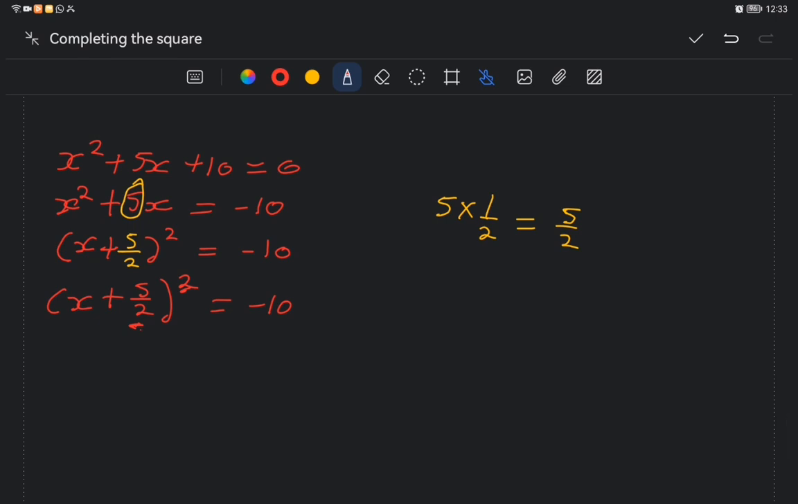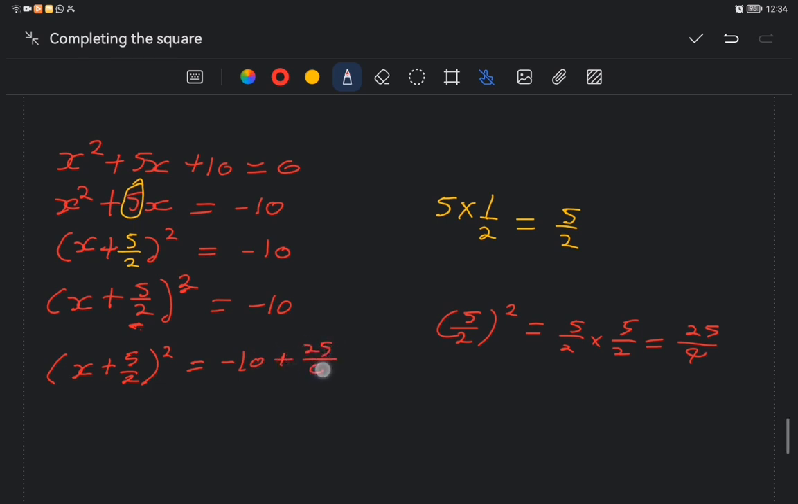So we're going to say, what is 5 over 2 squared? 5 over 2 multiplied by 5 over 2, that is equivalent to 25 over 4. Fine. So let's simplify that. So it will be x plus 5 over 2 whole squared is equivalent to negative 10 plus 25 over 4. I said don't worry about this number, it's always positive.